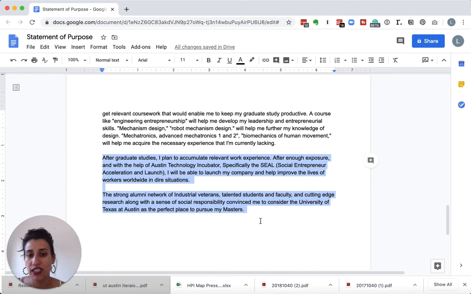They mentioned briefly, this will help me launch my company, but the reader may have already forgotten, in paragraph 1, what that company was about. So I would just want them to tie it all together.